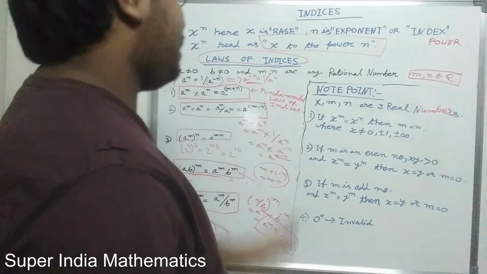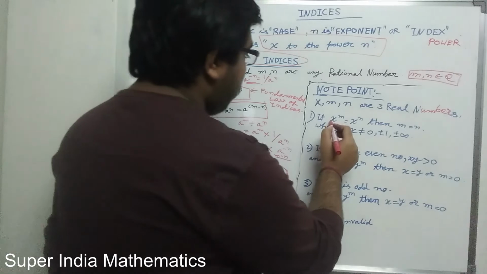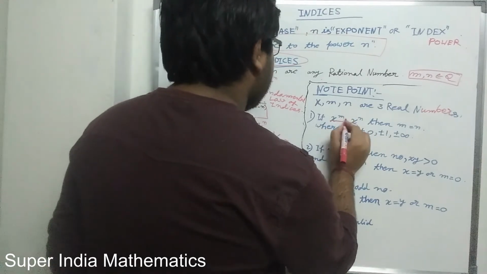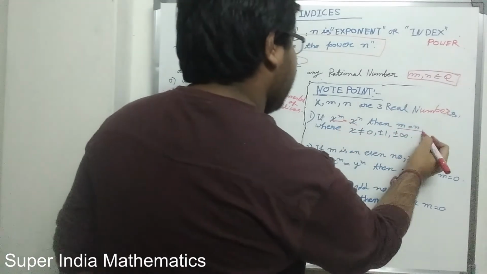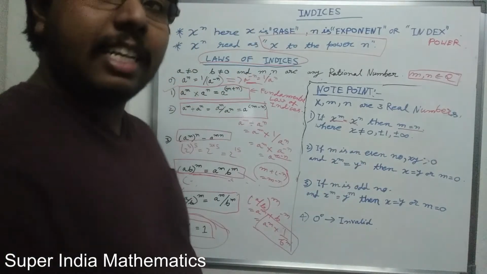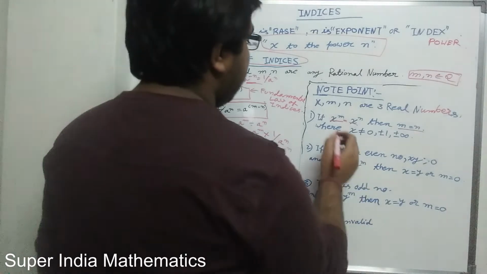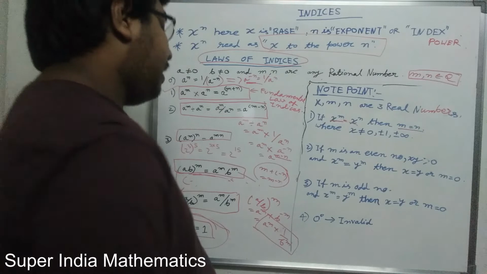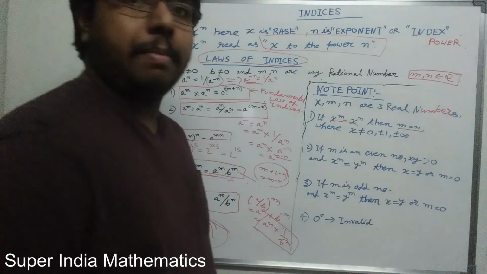Okay, x, m and n are 3 real numbers. Then if x to the power m equals x to the power n, then m equals n, where x is not equal to 0, plus minus 1 and plus minus infinity. That means if x to the power m equals x to the power n, then m and n are also automatically equal.